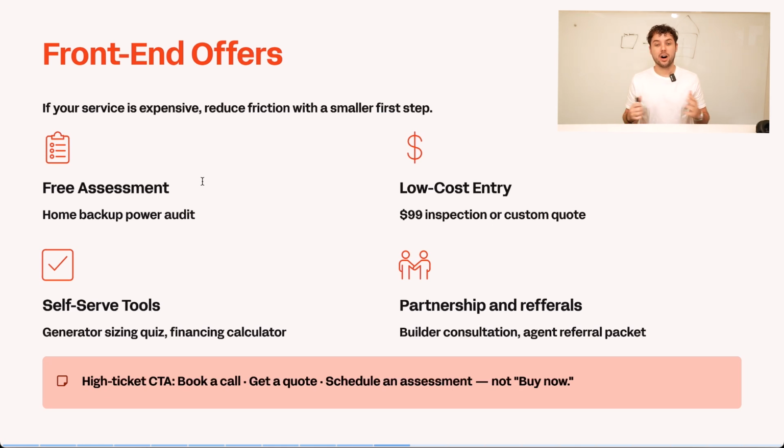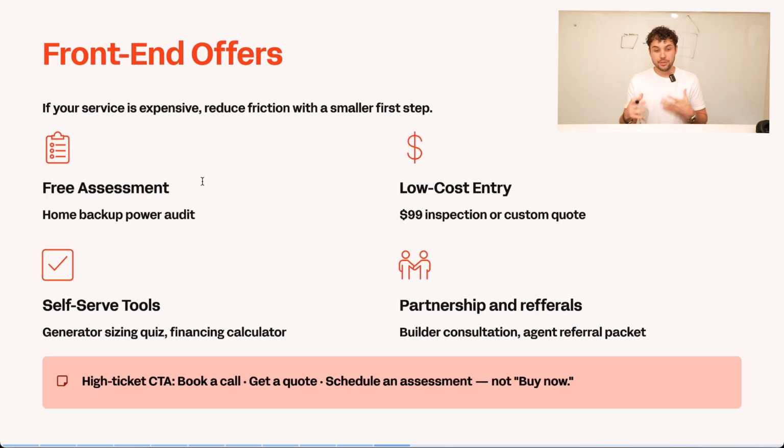Another example of this is like a $100 inspection or a custom quote. Some people might be worried that their house might be too small. They might not have enough room in the backyard. They might not have the right power grid set up in their home. So you can actually charge them $100 just to give an inspection and help ease that worry.